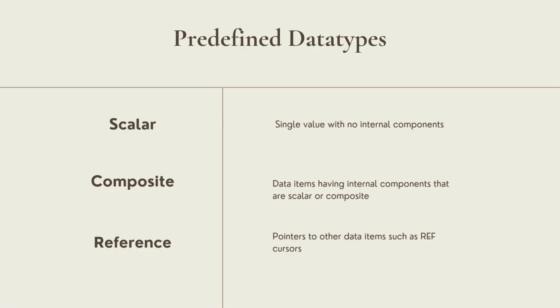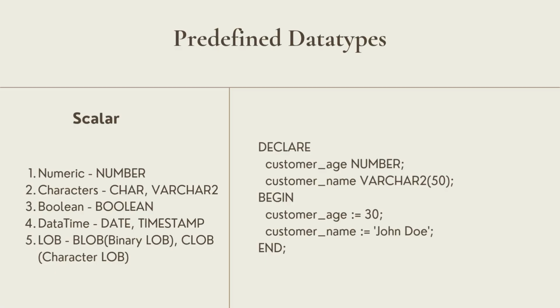Scalar can hold a single value with no internal components. Composite can hold data items having internal components which might be scalar or composite. And reference types are pointers to other data types. Scalar type can be numeric, characters, Boolean, datetime, or LOB.